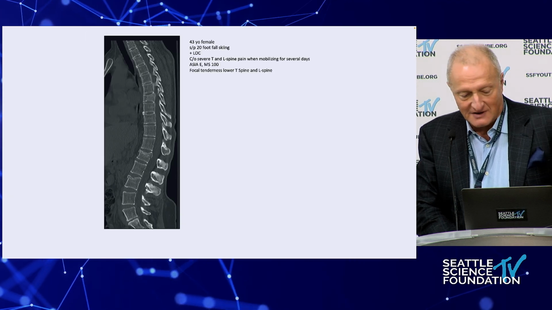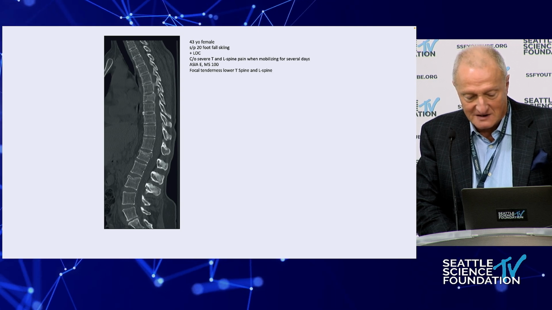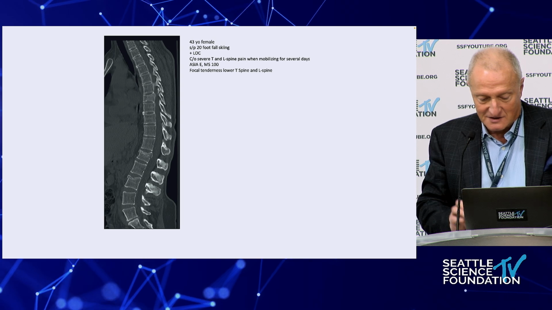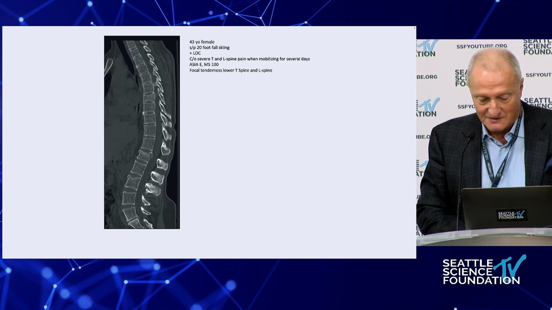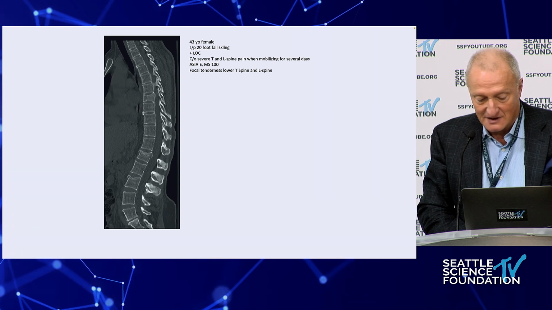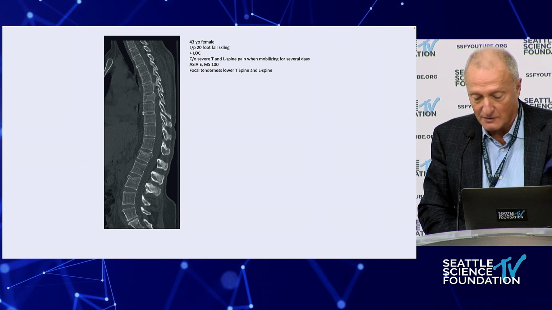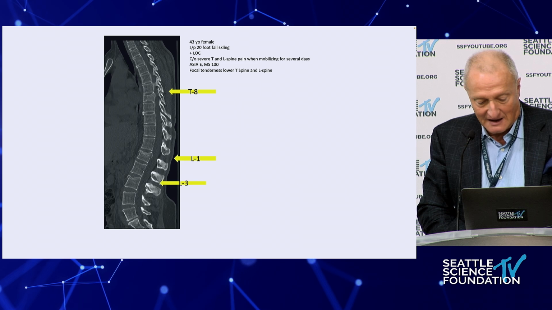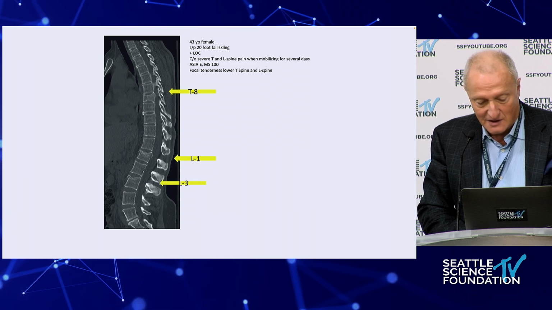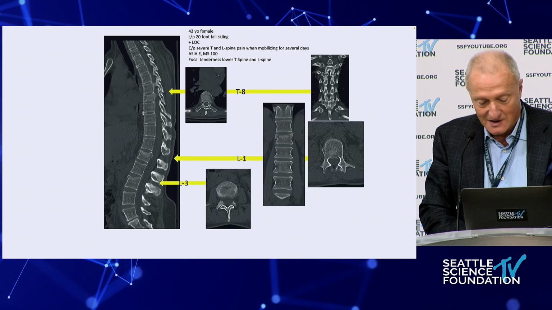2 quick vignettes. 43-year-old female fell 20 feet skiing. Very sophisticated person, had a loss of consciousness, was seen in an outside hospital, then transferred in. Severe thoracic and lumbar pain, mobilizing several days. She was put into a brace. She hurt on both locations. And again, I can't give you an MRI scan. I don't know why, but these are the 3 injury locations, T8, L1, and L3.